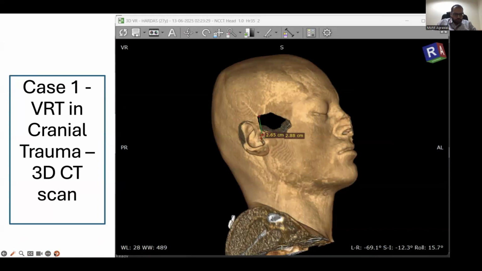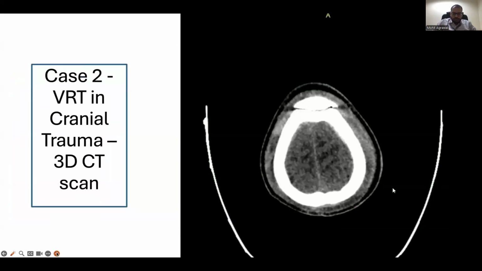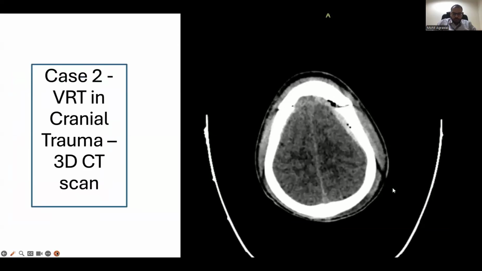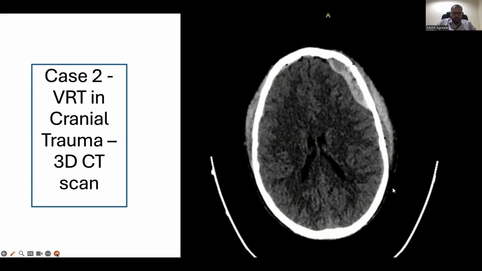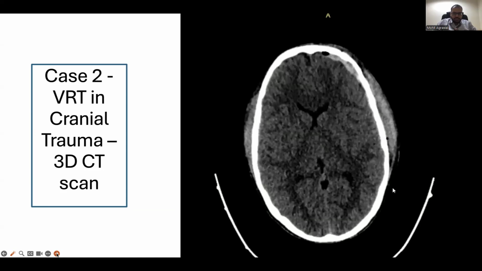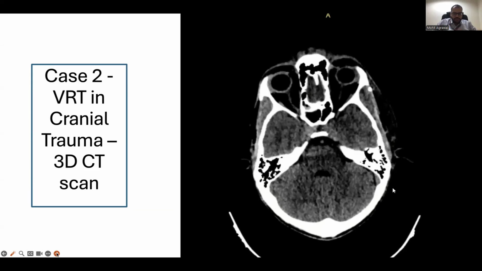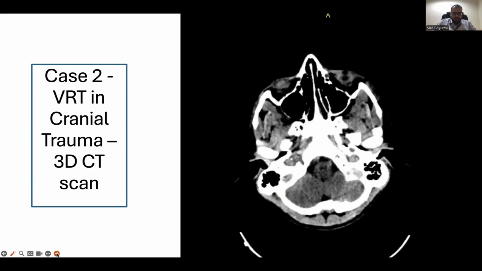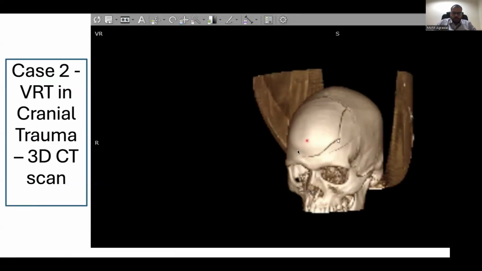So I'll just move on to the next slide. Another example wherein there is a left frontal hematoma along with an overlying skull fracture. So using just these 2D images, it might be difficult for a new resident to reconstruct this image in his or her mind, which is easily done once you do a 3D reconstruction.